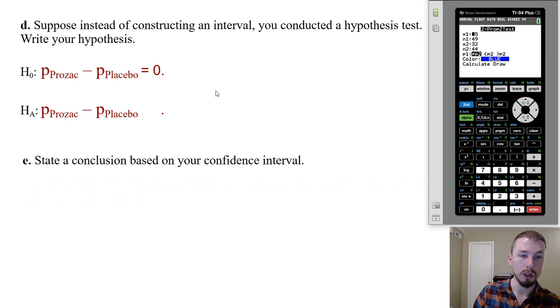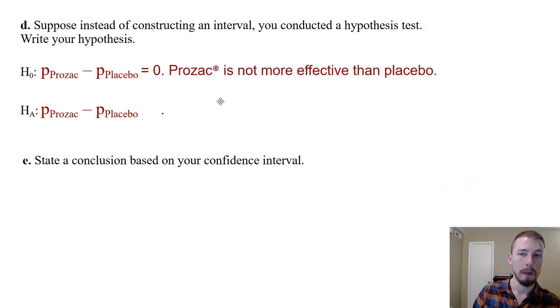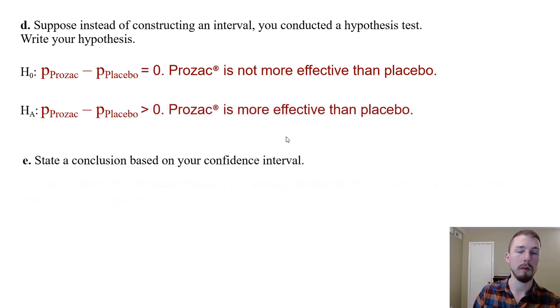Now, our alternative hypothesis: since we're spending money on this drug, it's not just that it's different. We have to show that Prozac is more effective than the placebo, which would be a positive difference, meaning this is higher than that one, meaning it has to be greater than zero. In other words, Prozac is more effective than the placebo. That's what we have to show. So this is a one-tailed upper test. If we show the placebo is more effective than Prozac, that's not good for the myth, right? We need to show Prozac is more effective than the placebo. So base a conclusion on that.